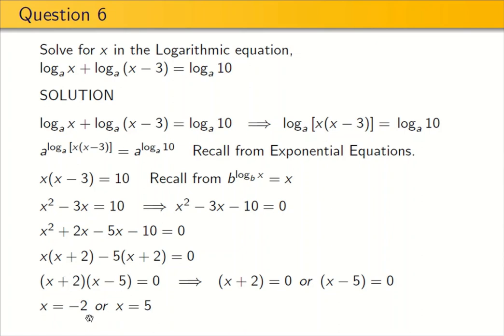Now, to know which x actually satisfy the equation, you have to test for all of them. If x equals negative 2, put negative 2 here. You can't take log of negative 2 base a. And we said we don't have logarithm of negative 2, so it means negative 2 won't work. Then we have to choose x equals what? 5. So that's the solution for this question.